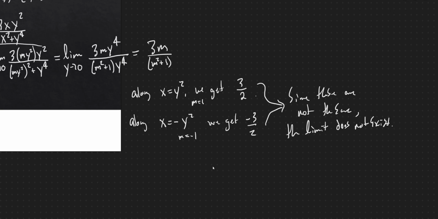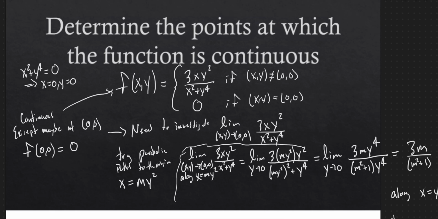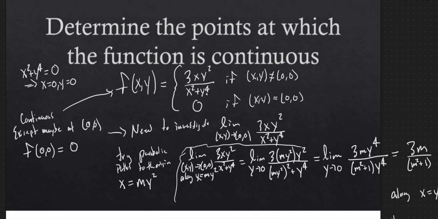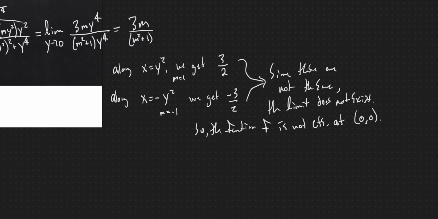Hence, the function is not continuous. The function f is not continuous at the origin. Right? The limit doesn't exist at the origin. It'll exist everywhere else and be equal to the function's value at that point, except at the origin. So this is not continuous.